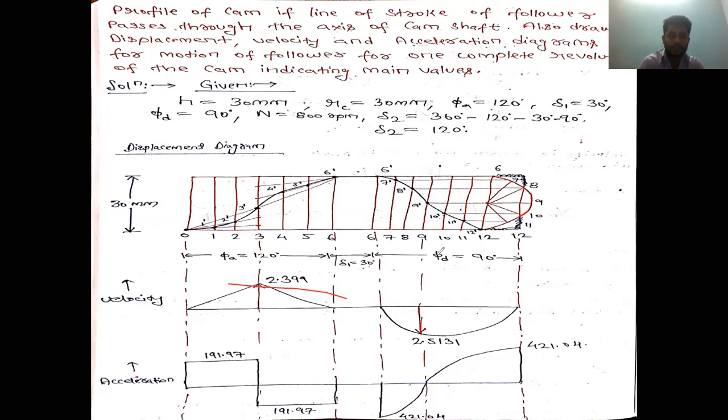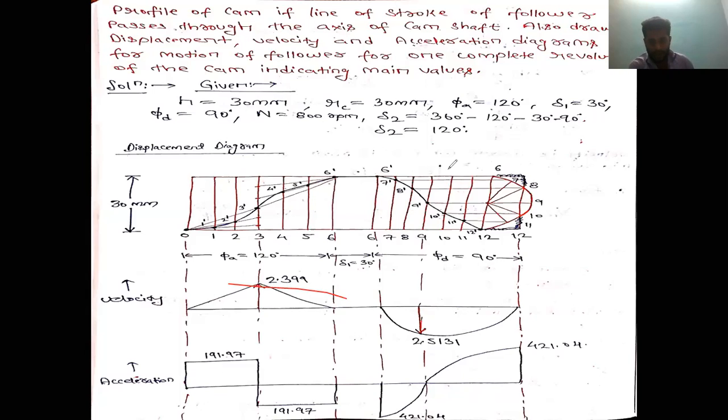Next, I need to draw the velocity as well as the acceleration diagram. I know that when a follower moves with uniform acceleration and deceleration, velocity will be a linear curve, and I will get maximum velocity at the midpoint of the follower. That we derived also. How will I get this value? I will get it from the equation which I have derived. I will put all the values in that equation and get the maximum velocity.